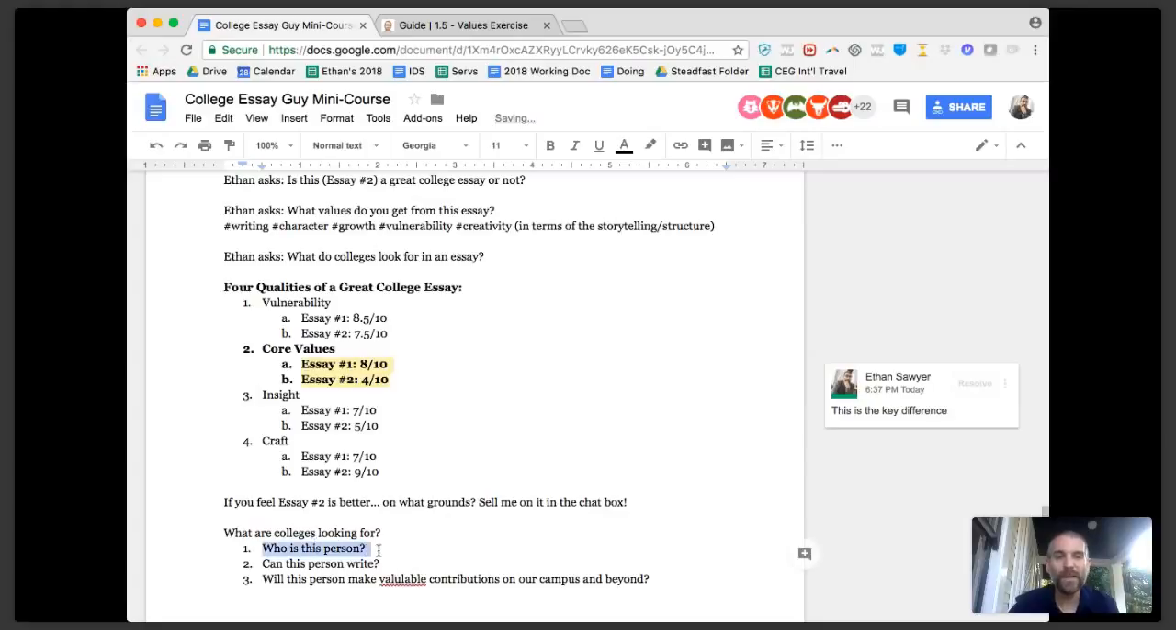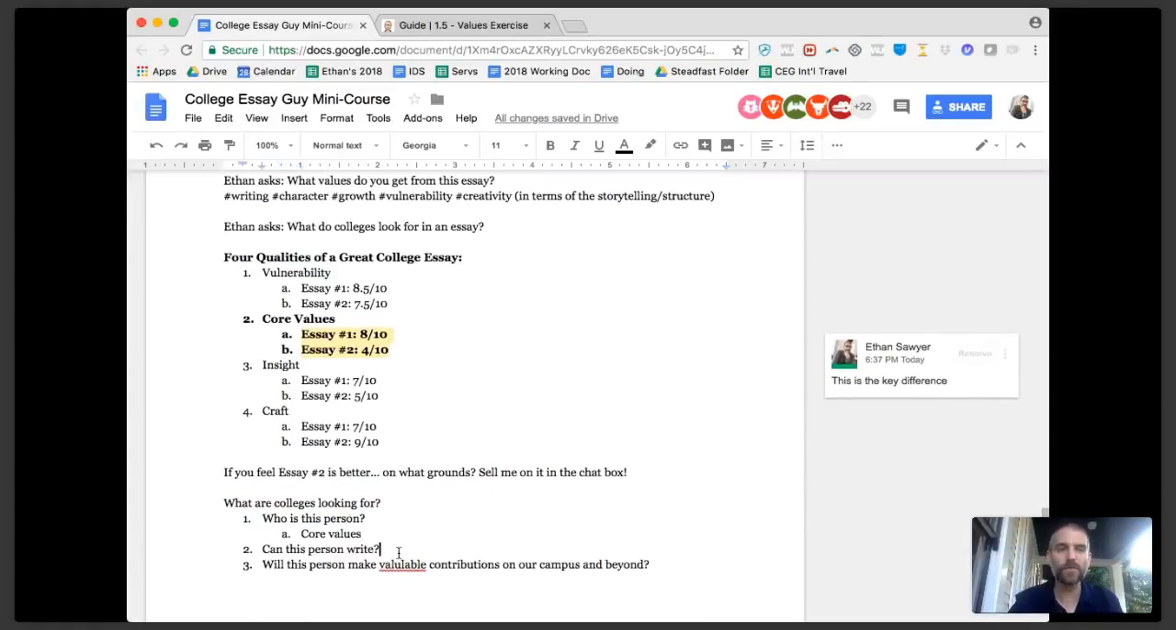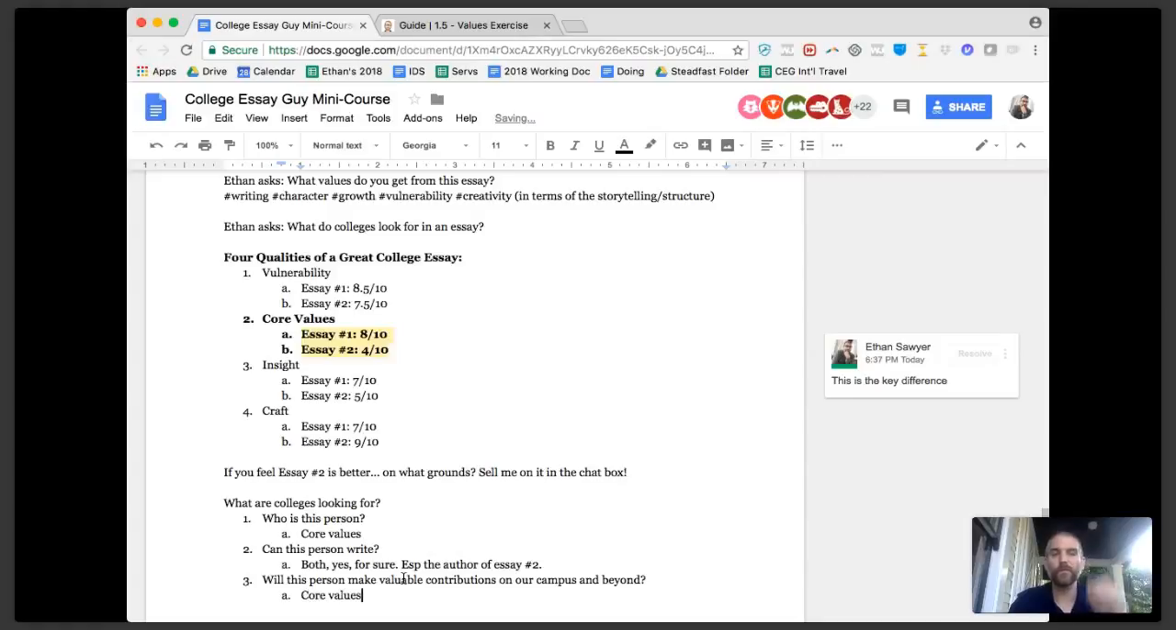Who is this person? I think that's where the core values come in. I feel like I know more about the first kid. I know some about the second guy, but I feel like I know a little bit more about the first one. Can this person write? Both, yes, for sure. Especially essay 2. And then, will this person make valuable contributions? Again, I come back to core values. I know what that first kid is bringing. The second kid, I know somewhat, but I think I know more from the first kid.